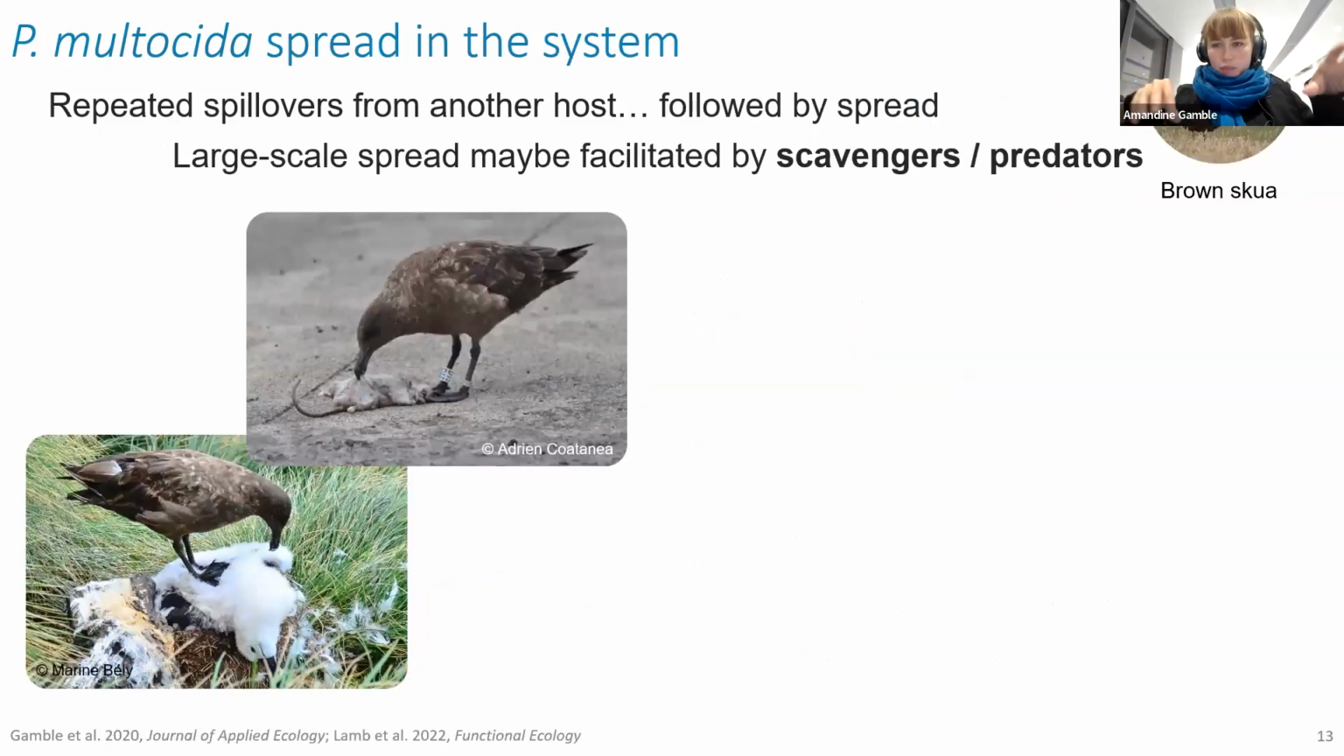And then, to get a complete picture of what's happening, we also looked at scavenger species that are living on the island. So here it's skuas. You can imagine it's like a brown seagull. And so they feed on both dead birds and dead rats, and they hunt the rats. So they're very likely to be also exposed.